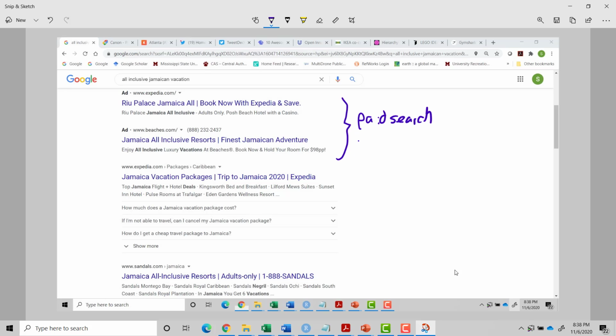Or sometimes kind of keyword search. So what's happened is that these advertisers have actually paid a certain amount. They will bid against other advertisers on Google keywords for, say, an all-inclusive Jamaican vacation.